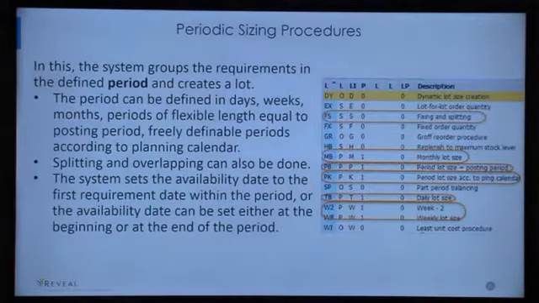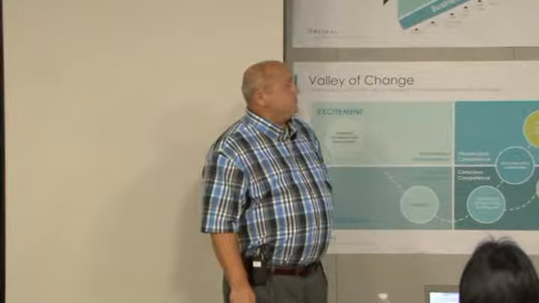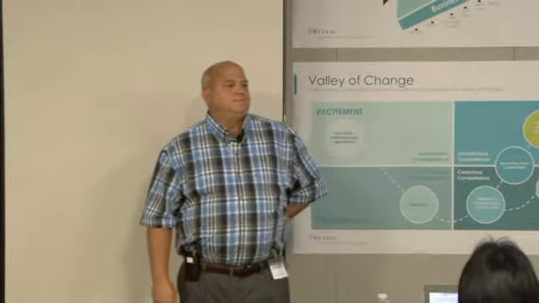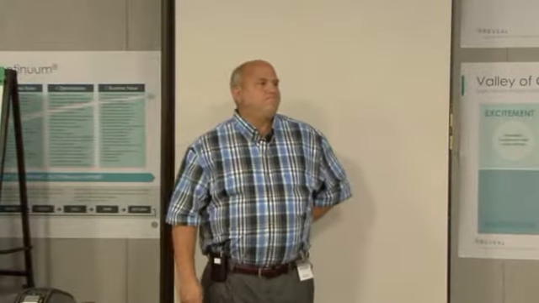Okay. Has anybody ever used FS, fixing and splitting? I've used splitting by taking the work order and manually splitting it, but never set it up as a lot size procedure. Okay. We use splitting and overlapping, but we don't control it through the lot size. We control it through the material master based on the size of the orders. Okay. What about HB?